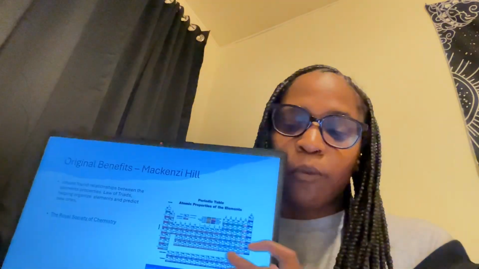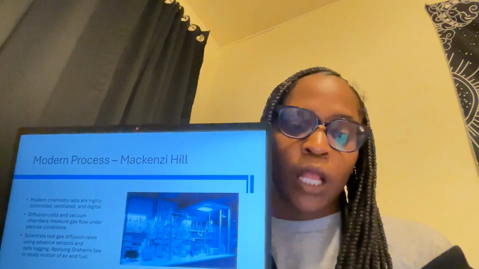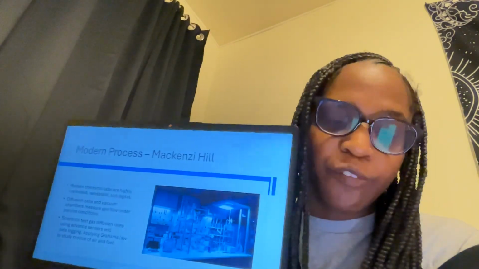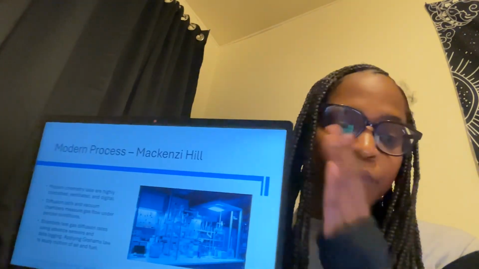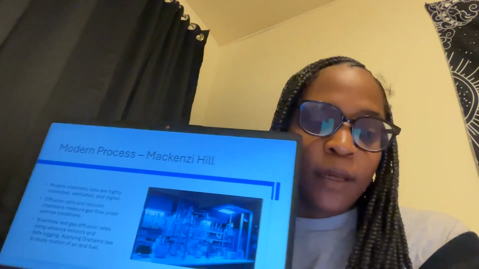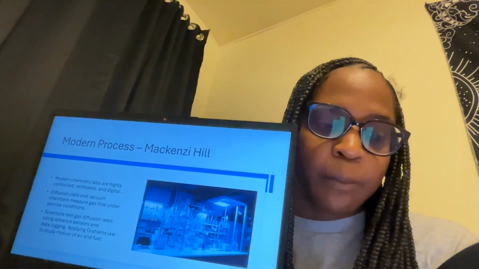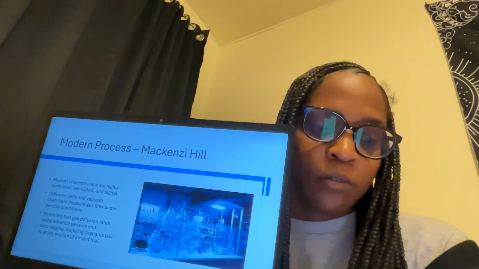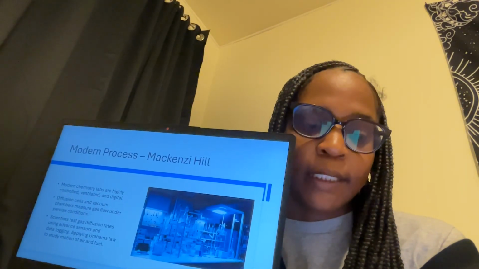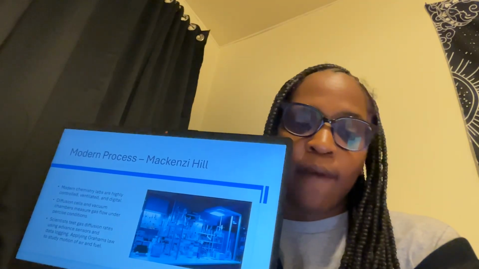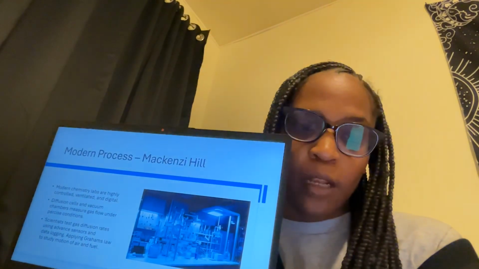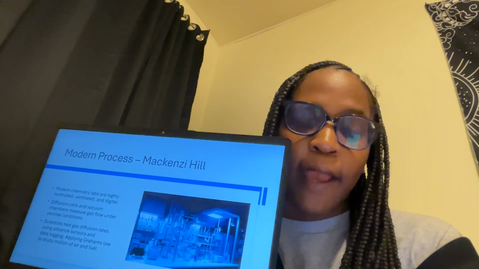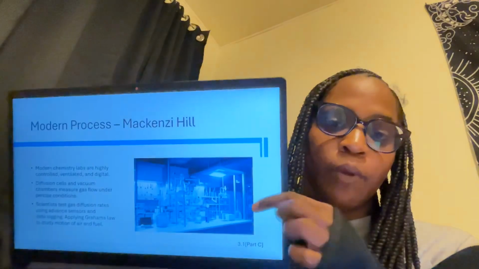Okay. Now we're going to move on to modern process. So modern chemistry labs are highly controlled, ventilated, and digital. Diffusion cells and vacuum chambers measure gas flow under precise conditions. Scientists test gas diffusion rates using advanced sensors and data logging, applying Graham's law to the steady motion of air and fuel. So then we have a picture of this.